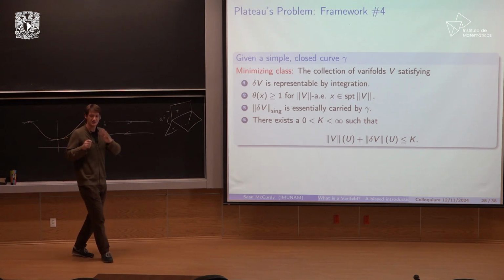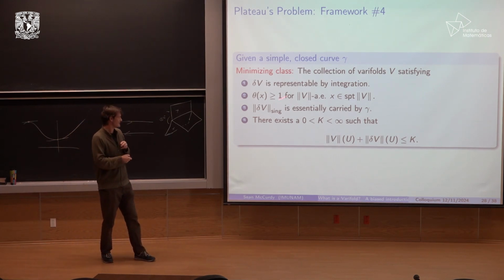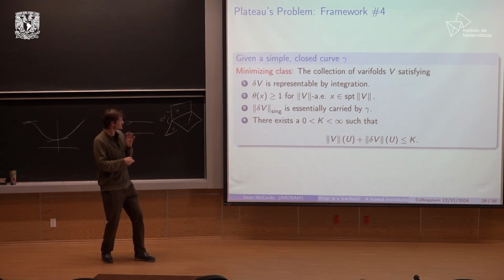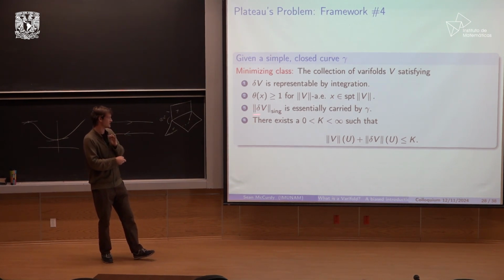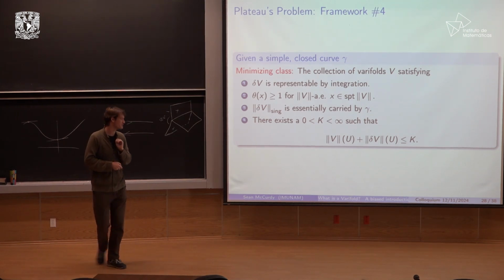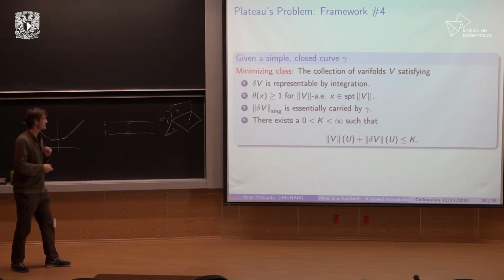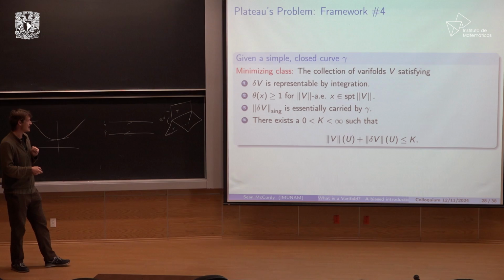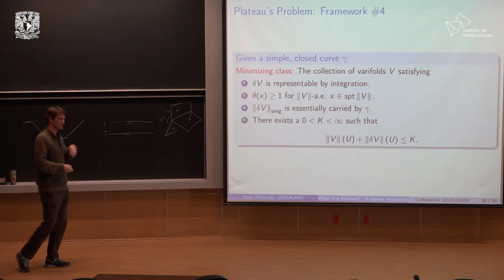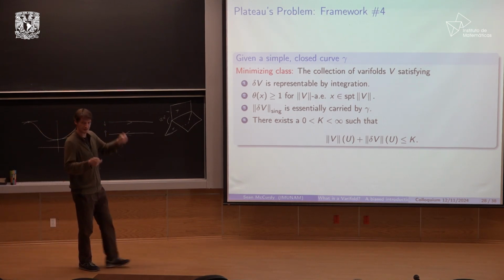This is sort of a measure theoretic notion of saying that it's not quite the support, but you can think of it as like the support of this measure is sort of the same as the curve. It's just a measure theoretic notion of this. And we're going to assume that our mass and our first variation are bounded. This is going to be our minimizing class.